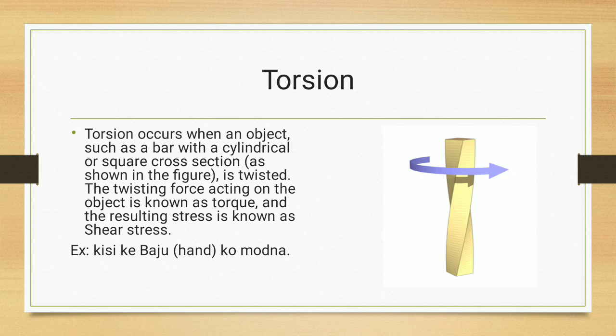Torsion. Torsion occurs when an object such as a bar with a cylindrical or a square cross section, as shown in the figure, is twisted. The twisting force acting on the object is known as torque and the resulting stress is known as shear stress.